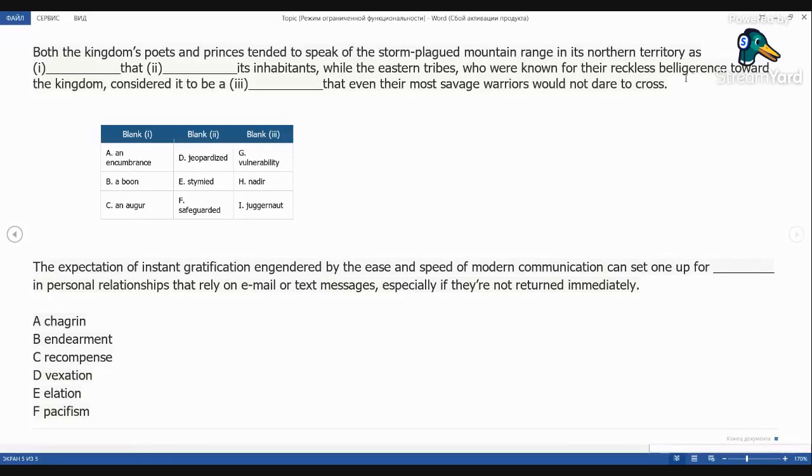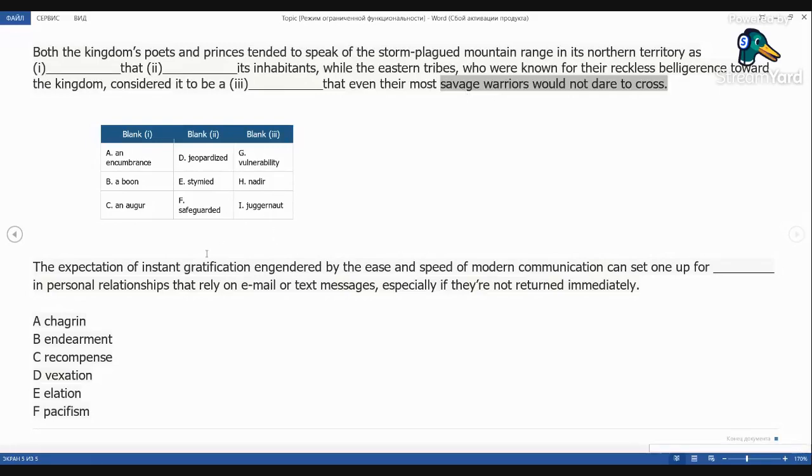For the third gap, we need to be careful. So we can see that these Eastern tribes were belligerent, and they were considered to be something that even the most savage warriors wouldn't dare to cross. So they were afraid. Vulnerability is illogical, because they are not influenced by something or easily broken. That's why G is illogical. H means peak, the peak point, illogical. And juggernaut, this is one of them. It means that this is a strong thing, a strong organization, something powerful that cannot be beaten. That's why I is more logical. And even if you don't know I, by excluding G and H, you can find the correct answer.